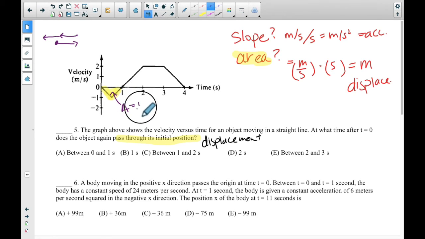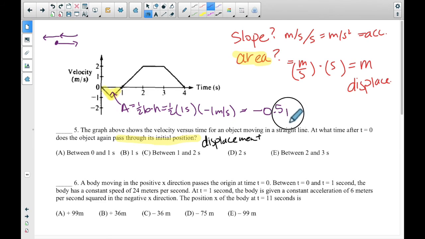Area of a triangle is 1/2 base times height. So that's 1/2 of the base, I'm going to call that 1 second, and the height is -1 meters per second. So I'm going to multiply those together, and I get -1 times 1/2. That's -0.5. My seconds cancel with seconds, and I'm left with meters. So in this piece, we went -0.5 of a meter.